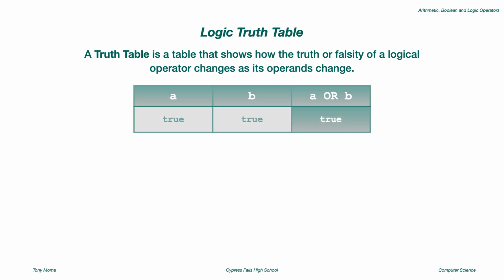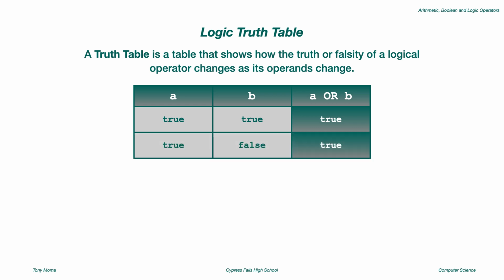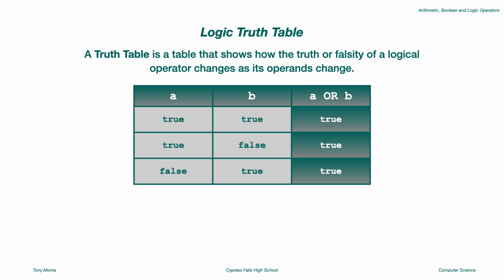Now let's construct a truth table for the OR operator. When using the OR operator, if A and B are both true, then the expression A or B will evaluate to true because the OR operator just needs at least one operand to be true. Similarly, if the operand A is true and B is false, then the expression A or B will be true because at least one operand is true. Likewise, if A is false and B is true, then the expression A or B will evaluate to true because at least one of the operands is true.